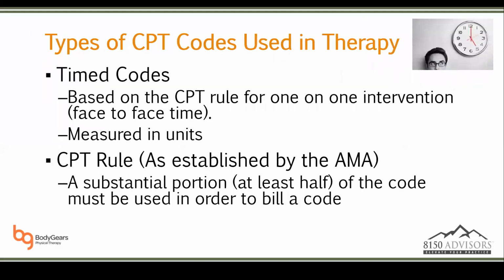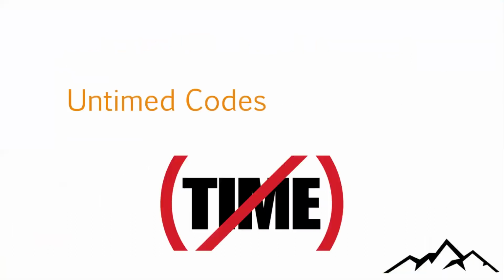So there are two types of codes that we use in therapy, timed and untimed. The timed code usage is based on the CPT rule for one-on-one intervention measured in units. And back in 2005, the CPT committee clarified that in order to bill a 15-minute unit or a timed unit, you need to at least reach the midpoint of that time. And that's where we got the 8 minutes. So technically the midpoint's 7.5, but I guess they rounded up to 8. And that's called using a substantial portion of the code.